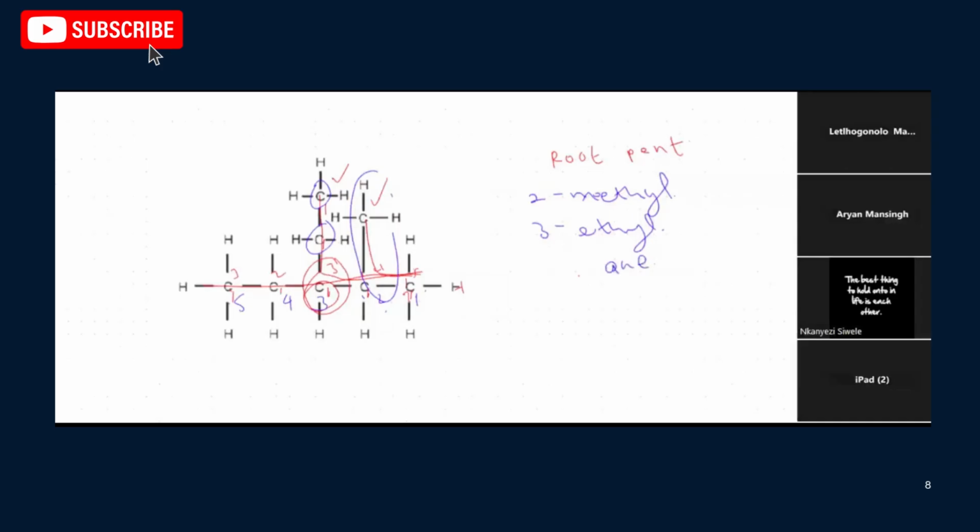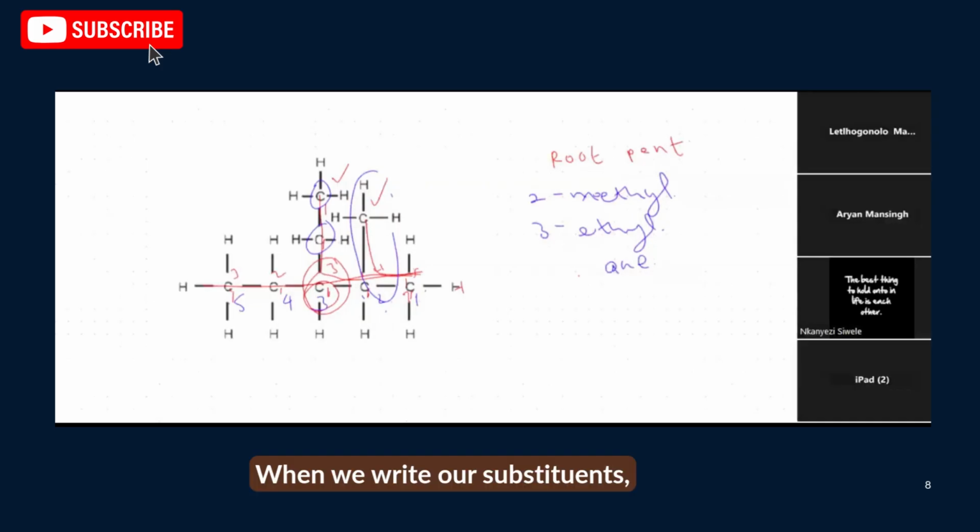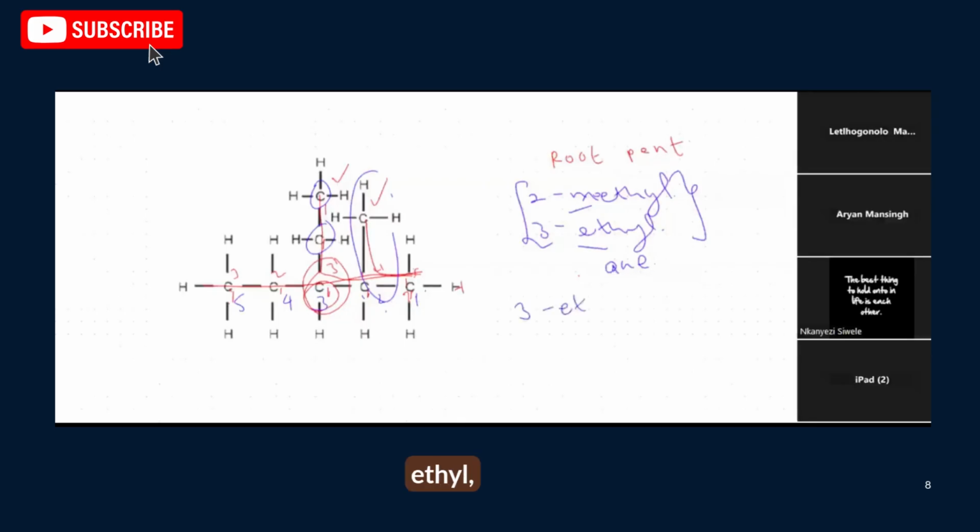So let's put this together. When we write our substituents, they need to be in alphabetical order. E comes before M. So we're going to have 3-ethyl, 2-methyl, pentane as the name of our structure.